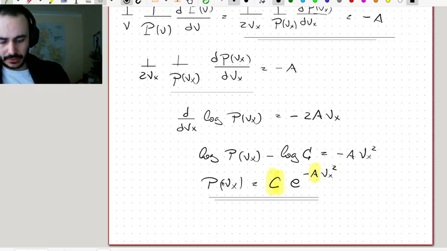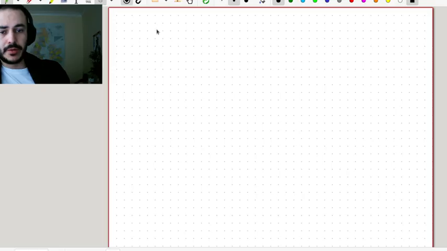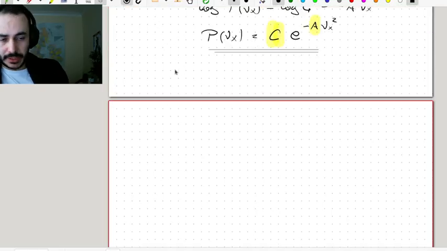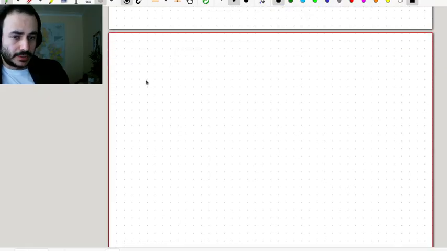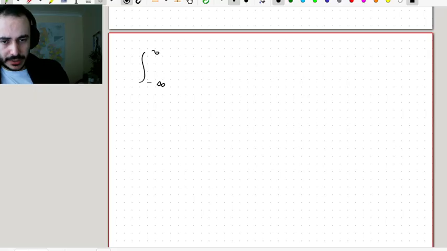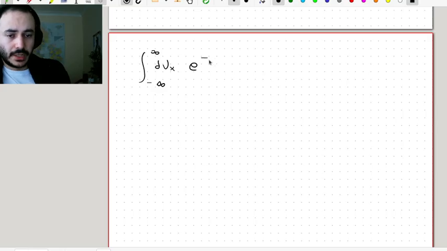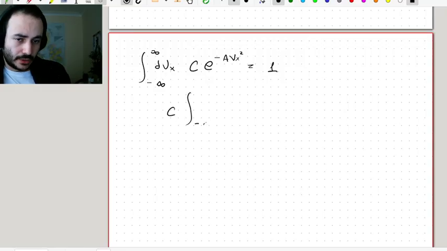The easiest is the constant c, because remember, we are dealing with a probability distribution, and probability distributions need to be normalized. So what I know is that if I take this marginal p of vx and I integrate over the entire range of allowed velocities, which is just the entire real range, I have to get unity. So this is c times e to the minus a vx squared, and I have to get 1 out of here. This integral is one of these Gaussian integrals that you find tabulated and so on, and the result is square root of pi divided by a.